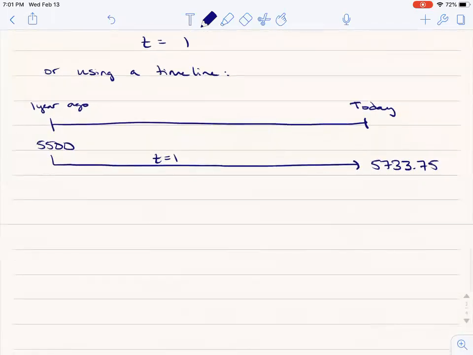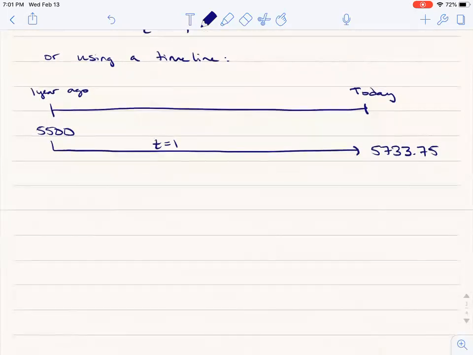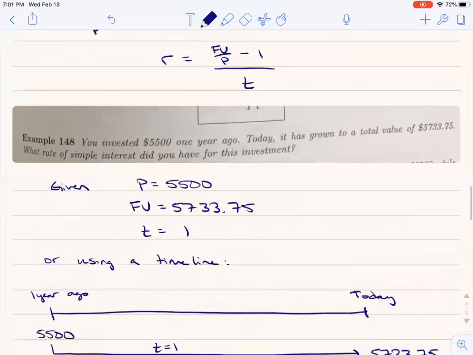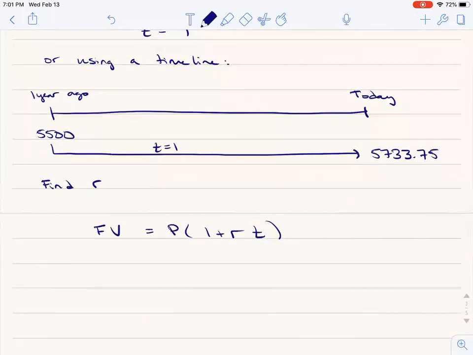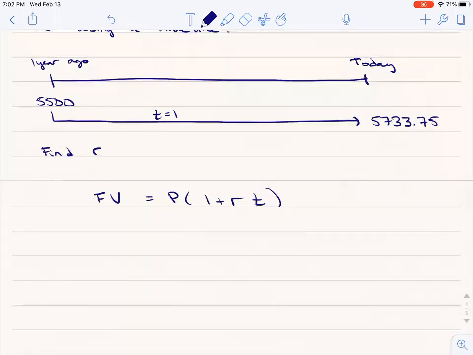Okay. So we want to find R. We've got the future value is P times 1 plus R times T. We could use the formula that we just derived, but like I said, I actually prefer to just use the original formula, plug things in, and solve for R. So the future value is 5,733.75. P is 5,500 times 1 plus R, which is what we're trying to solve for, times 1.